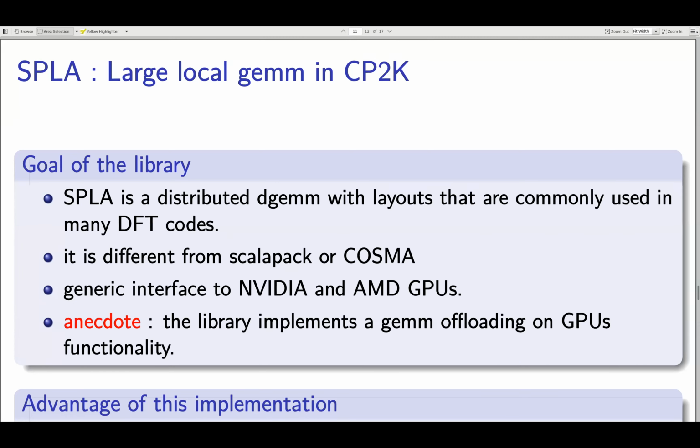So the advantage of this implementation is that the library can be used without any knowledge of CUDA or HIP. And of course, if the parameters of the matrix multiplication are too small, then BLAS will be used internally. So it's a drop-in replacement of the DGEMM matrix multiplication offloading that NVIDIA implemented in CUDA.